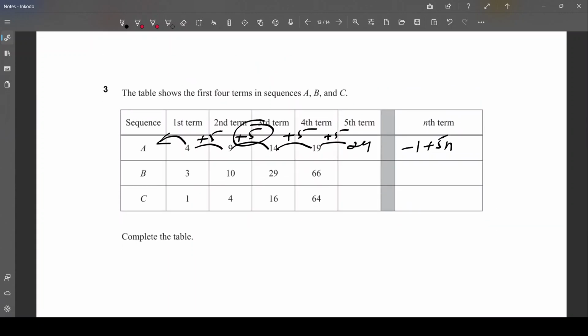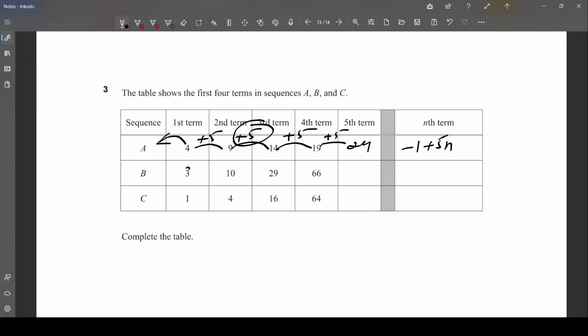The question says 3, 10, 27, 29, 66. Not necessarily that you will always get n square plus 1 or n cube plus 1. You may even get n square plus 4. You can also get n square plus 5. So you have to think very widely to get the answer.